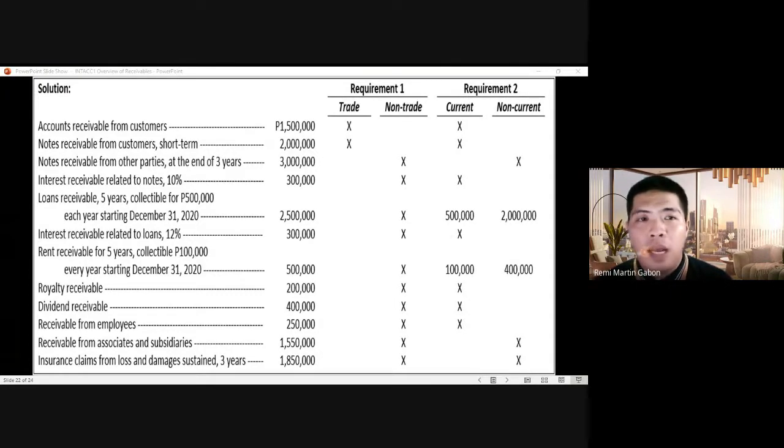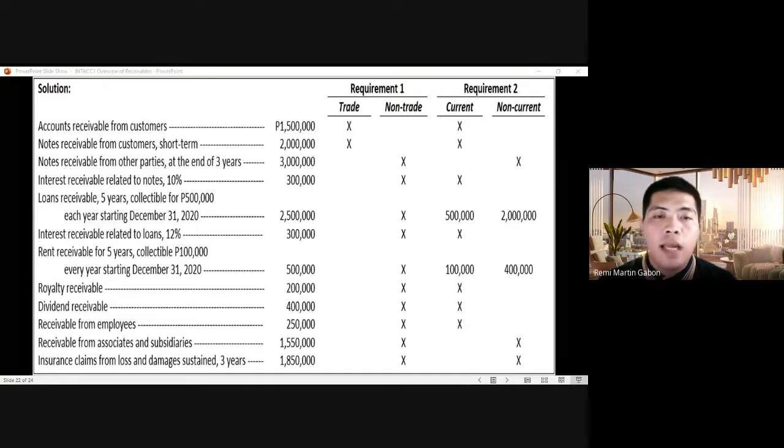Usually, when it's just receivable from employees, we are referring to advances to employees or employee IOUs. Those are non-trade. But if the problem provides that receivable from employees are trade, okay, we don't argue with the problem. We follow the assumption of the problem. But because there is no designation as trade or non-trade, generally we consider it as non-trade. Okay? Non-trade. Next, receivable from associates and subsidiaries. Automatic, non-trade, automatic non-current. Insurance claims from loss and damages sustained, automatic non-trade, automatic non-current. Okay? Those are long-term receivables.